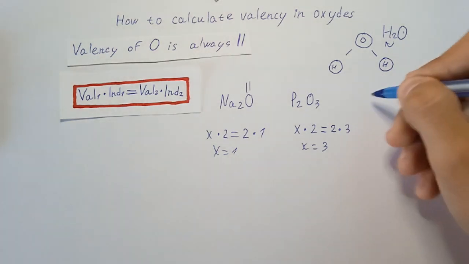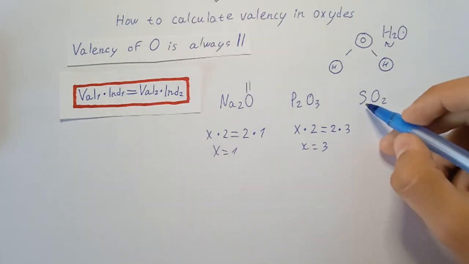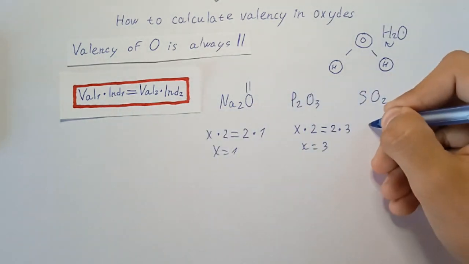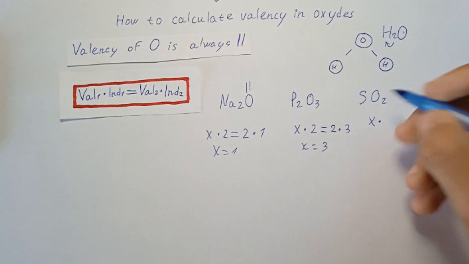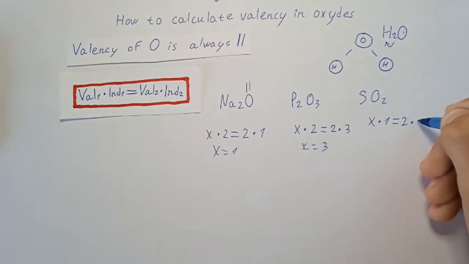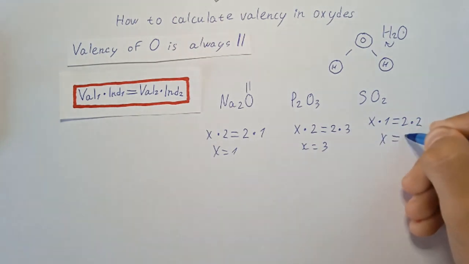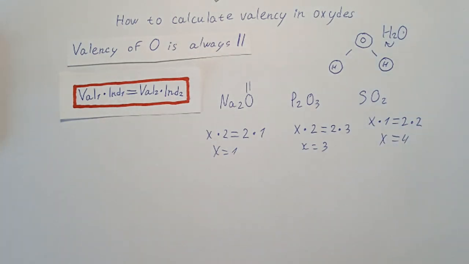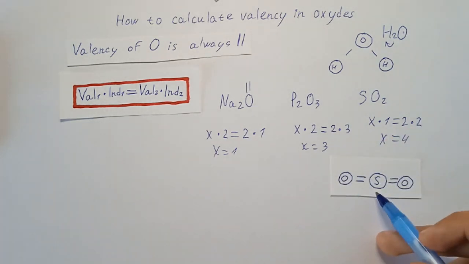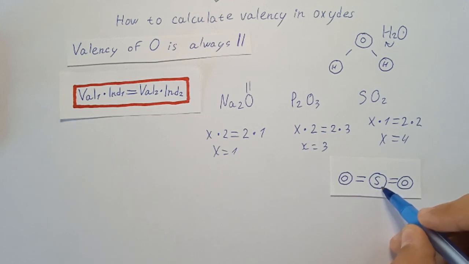Now for the last example, SO2. The valency of the first element, x multiplied by the index, not written, it's 1, is equal to the valency of oxygen multiplied by 2. Now valency of sulfur is 4. If we look at how the molecule looks, it's pretty easy to tell that there are 4 sticks coming out of the bubble with the letter S.